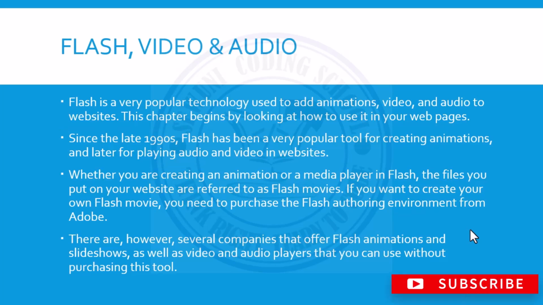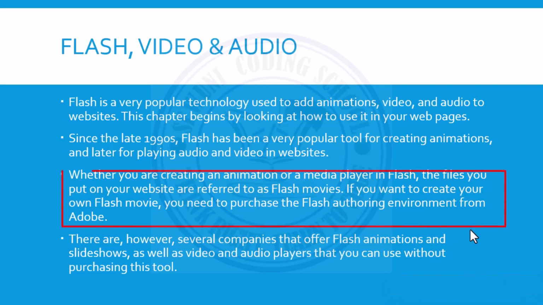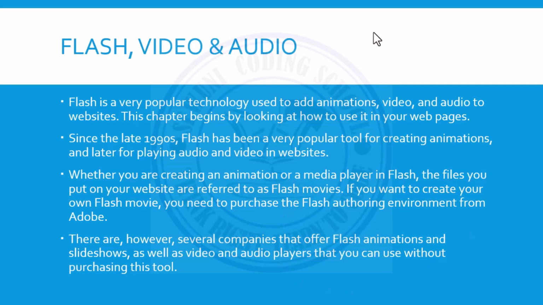When you are creating an animation or you are trying to play video or audio, the files you put on your website are referred to as Flash movies. Okay, they are Flash movies. If you want to create your own Flash movie, you need to purchase a Flash authoring environment from Adobe. It's an Adobe product that you need to get. It's not free, so that you can develop your own Flash movies. However, several companies offer Flash animations and slideshows.